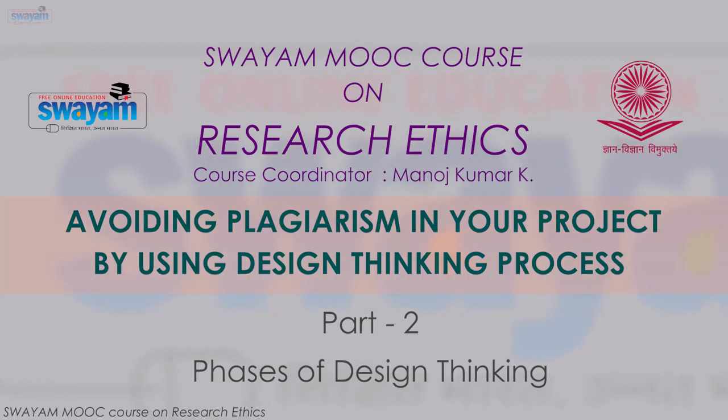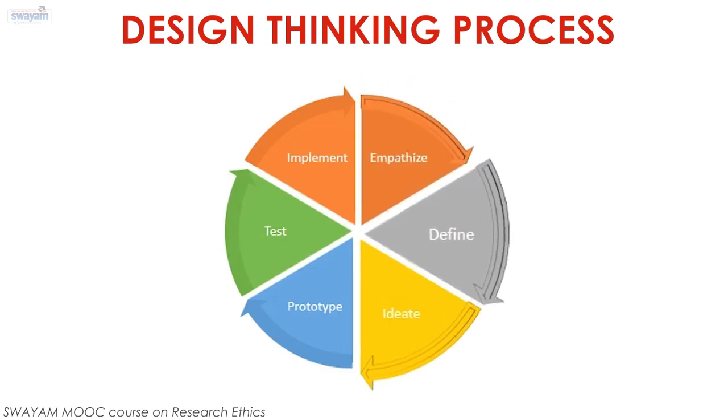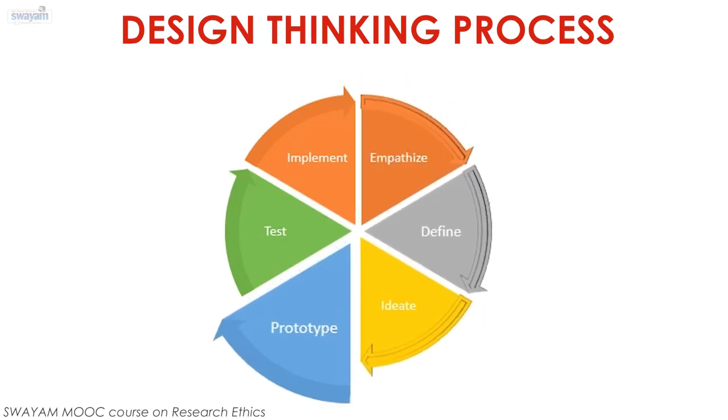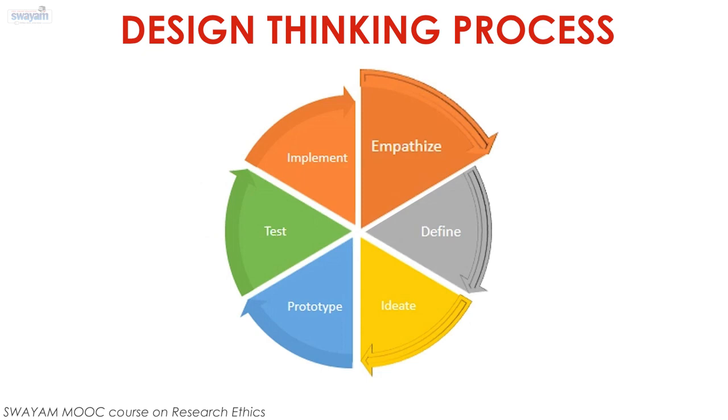In the second segment on this module on design thinking, we are going to learn the 6 phases of design thinking. The 6 phases are empathize, define, ideate, prototype, test, and implement. So we are going to learn about the empathizing.